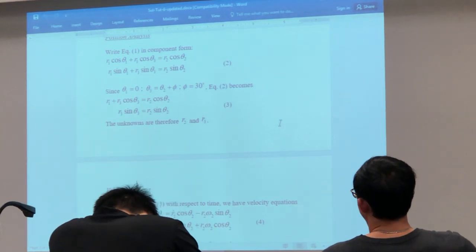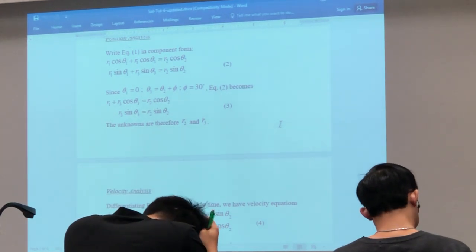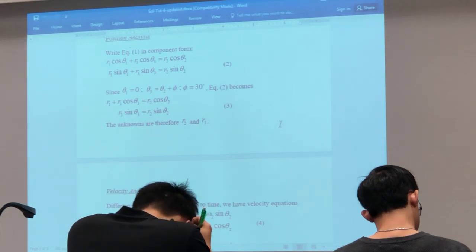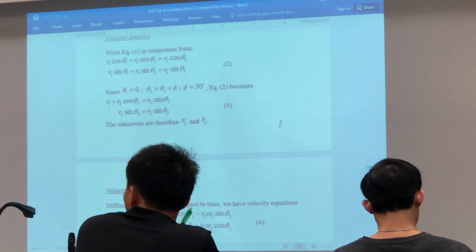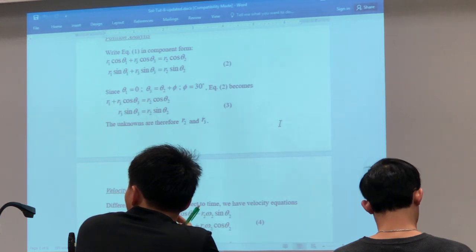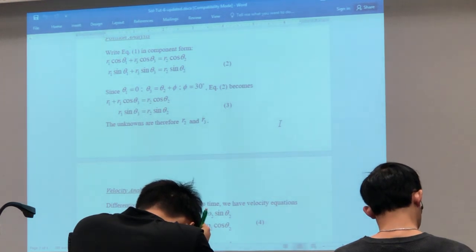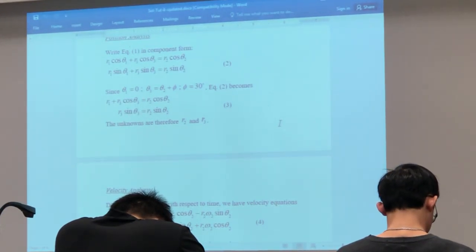Correct. We have r cosine theta 1, r cosine theta 2. Then you have to differentiate this with respect to time t, d(r cosine theta)/dt. What is the result? You use the chain rule. First of all, you differentiate r, so you have dr/dt times cosine theta.